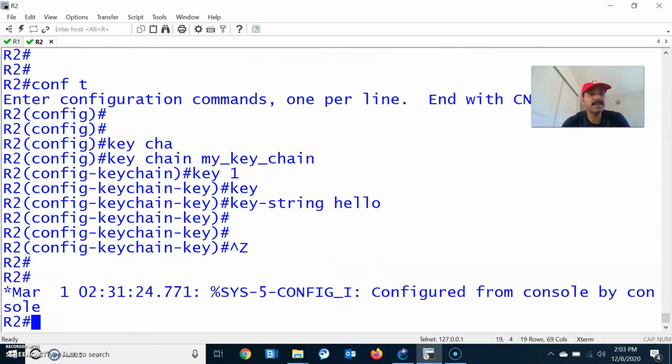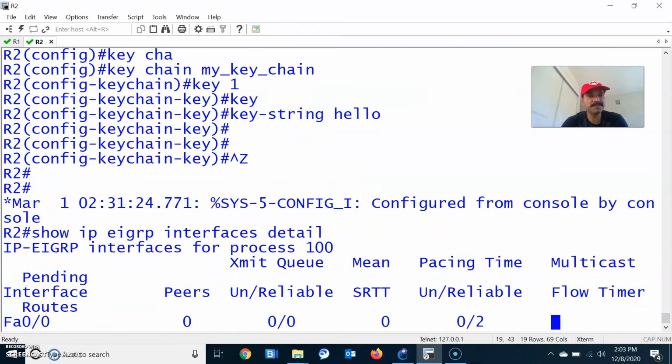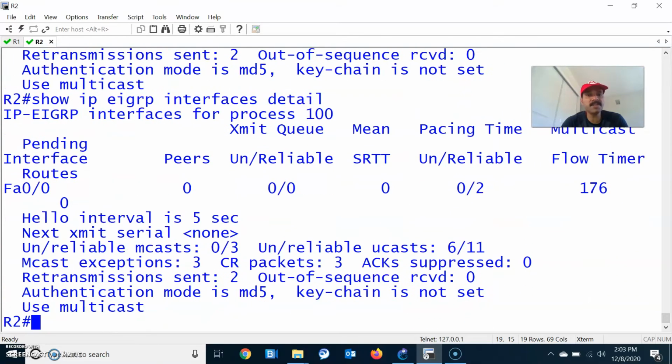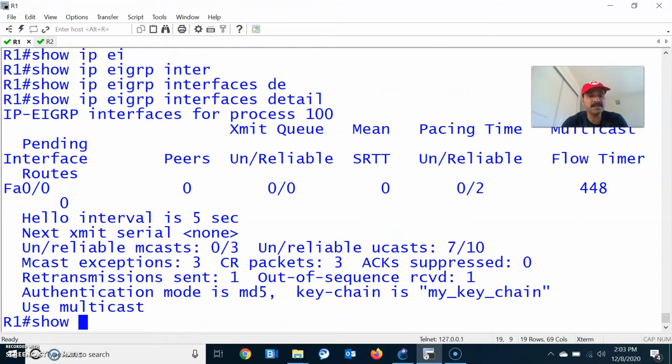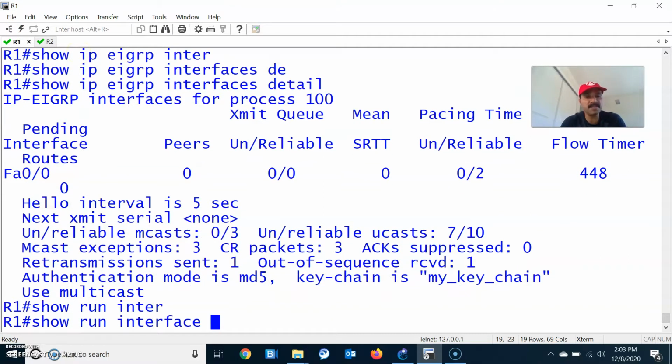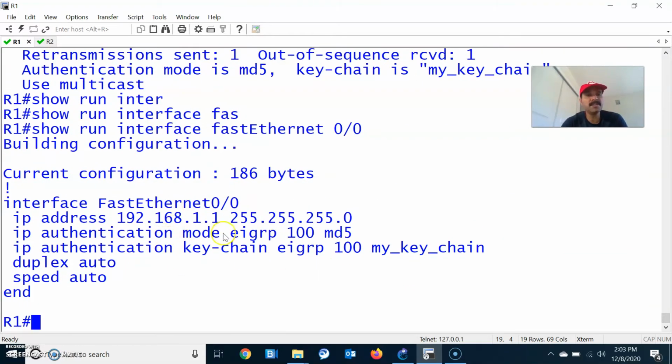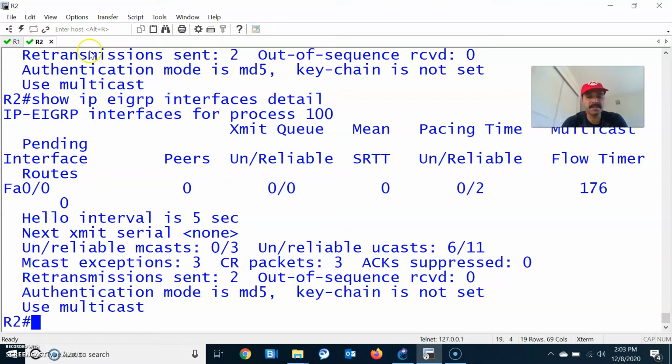Now after that let us see the authentication key, right? So now let us check it. Still it is showing the keychain is not set, so we need to set the keychain. Always you have to set it in the FastEthernet interface. So here, show run interface mode, we need to set the keychain on FastEthernet 0/0. This is what I have done: authentication mode EIGRP 100 MD5, followed by authentication keychain is my keychain, right? The same configuration should be there in R2 FastEthernet.